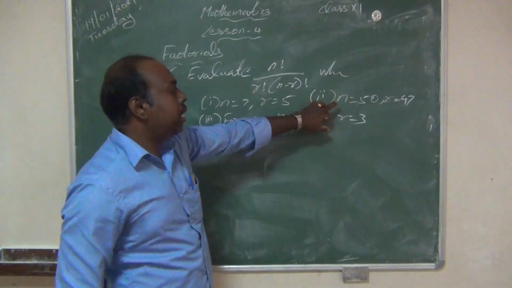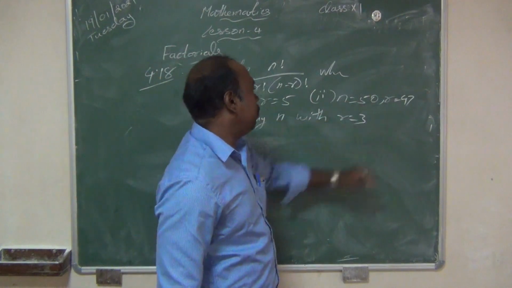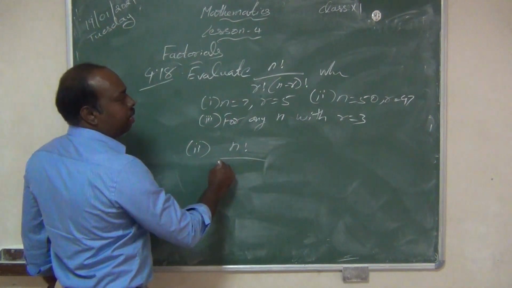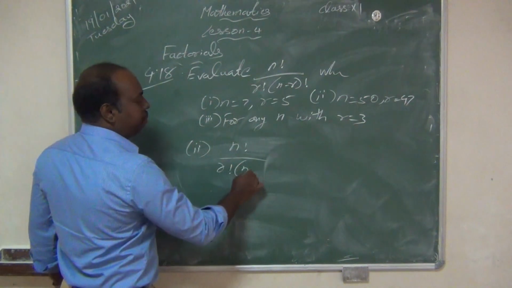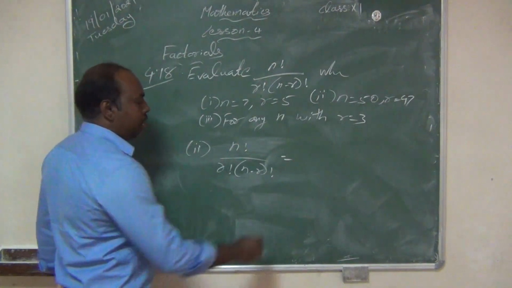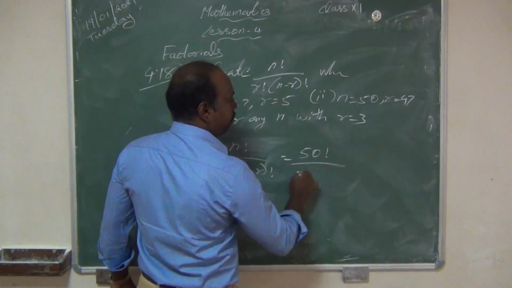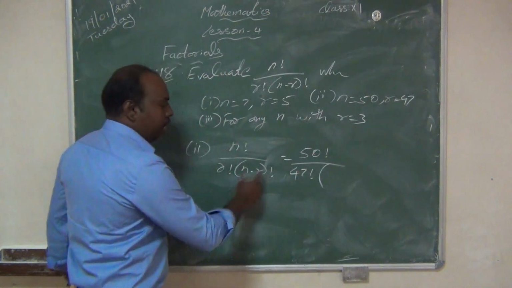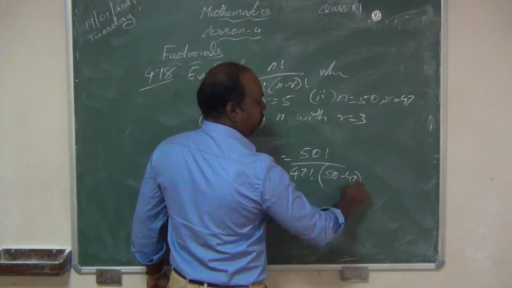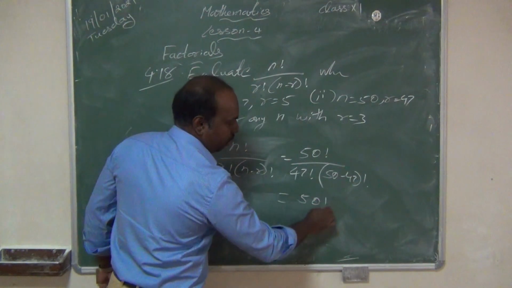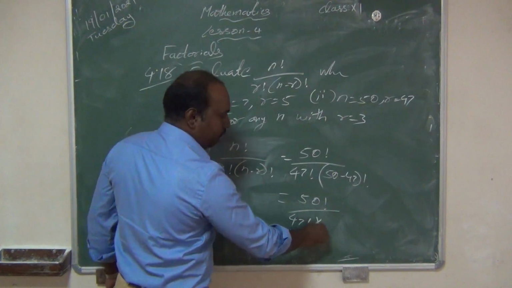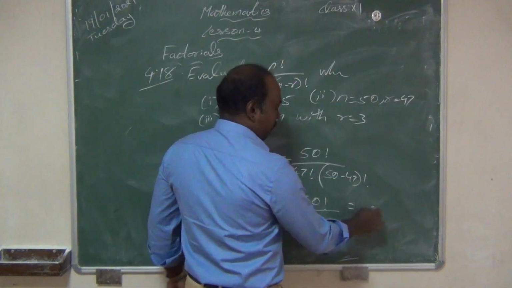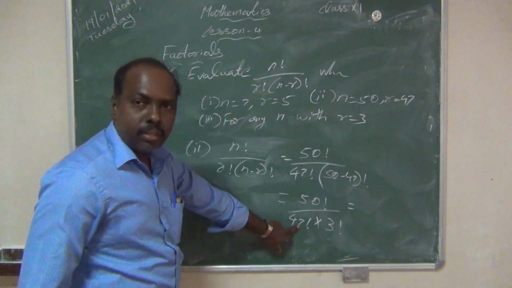So what is n given? n equal to 50 and r equal to 47. Substitute here, second part: n factorial divided by r factorial into n minus r factorial. That is equal to 50 factorial divided by 47 factorial into 50 minus 47 factorial. That is equal to 50 factorial divided by 47 factorial into 50 minus 47 is 3, 3 factorial.